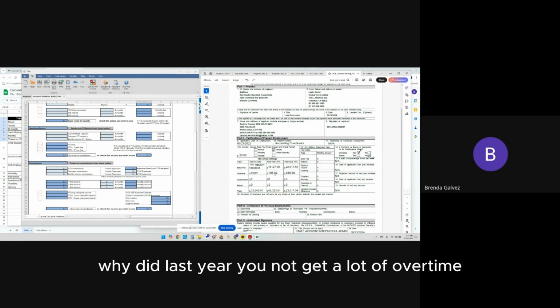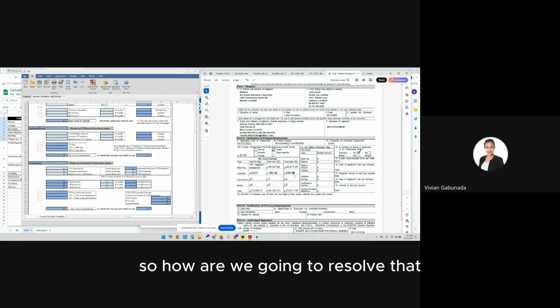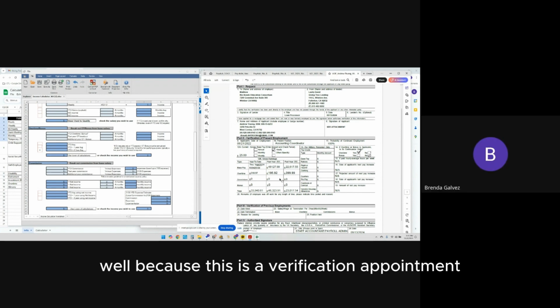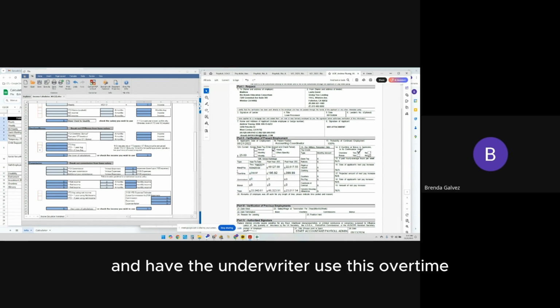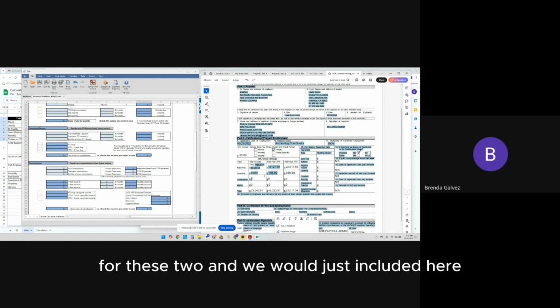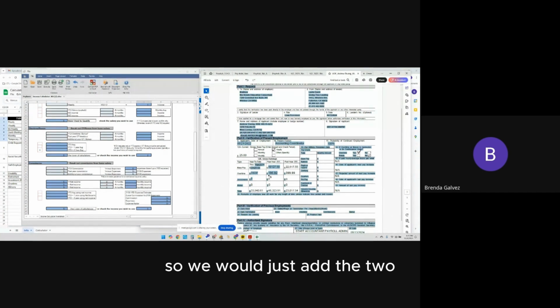So they're going to question, well, why did last year you not get a lot of overtime? So how are we going to resolve that? So just leave it as it is? Well, because this is a verification of employment, we can't change it. We can't change these numbers. So we can try and get an exception and have the underwriter use this overtime for these two, and we would just include it here. So we would just add the two.